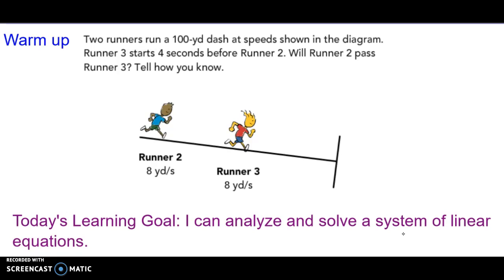So on your notebook paper, go ahead and pause the video and take a look at this warm-up activity. As you're working on this, you will see that this is going to give you the chance to analyze some of the components of linear equations that we'll be looking at in today's lesson.